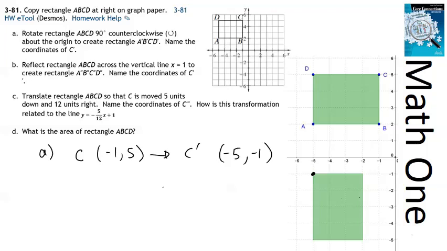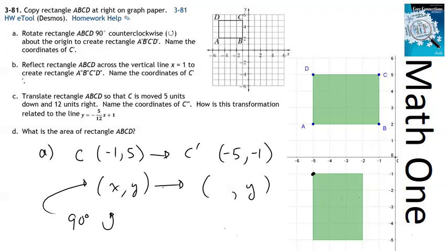So you can see what happens. It looks like the X value just moves to where Y is. So if I was going to try and write some rule for a 90-degree counterclockwise rotation, it looks like the rule might look like this. You take your X, Y, and what happens first of all is your X just goes to where Y is. And you can see that's what happened. X was -1, and that went to where Y was. And the other thing that appears to happen is my Y value goes to where X is, except it changes sign. So maybe it becomes the opposite of X.